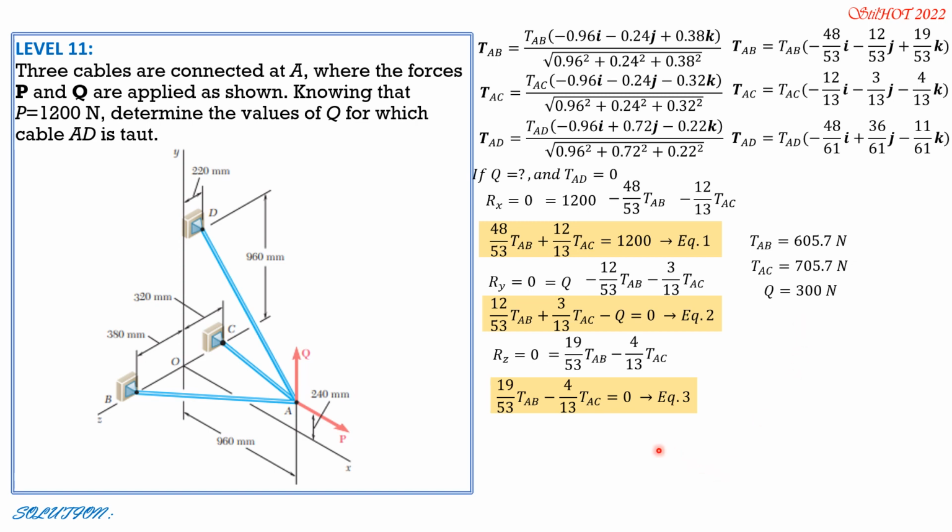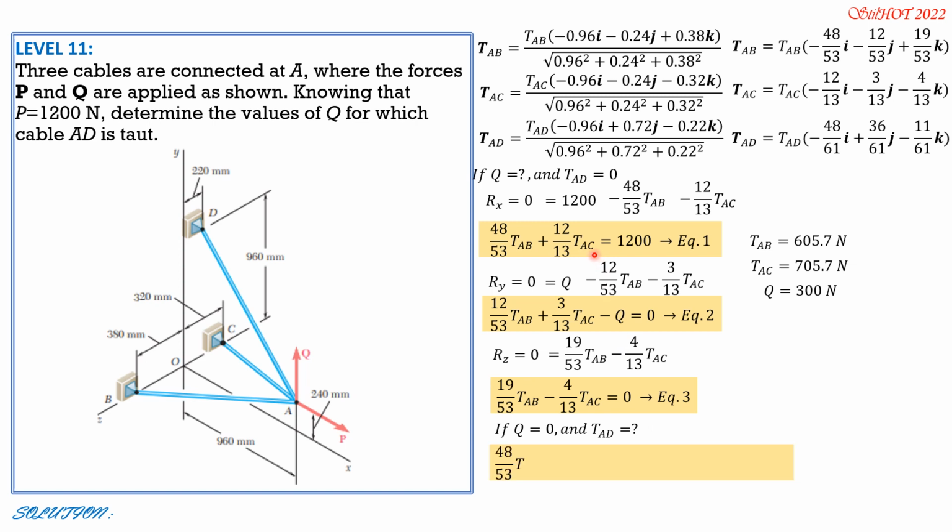Now, for the second part, if Q is 0, that's also part of the analysis, then definitely AD will have a value, because if Q is 0, these tensions in AB and AC will resist the value of P. So there is tension. They are going downward. And then the downward components of tension will be resisted by tension AD. So tension AD for this analysis will have a value.